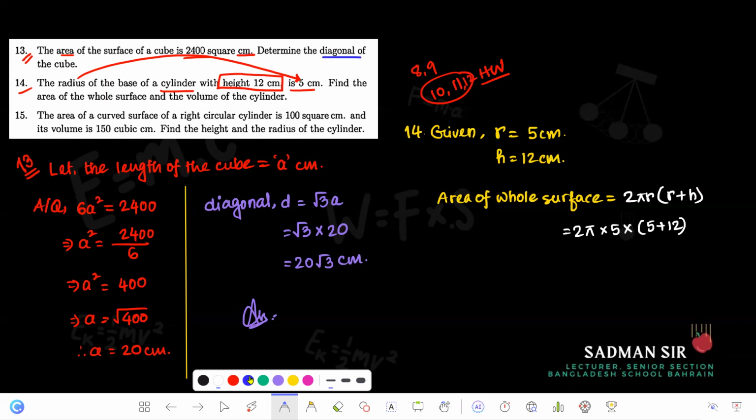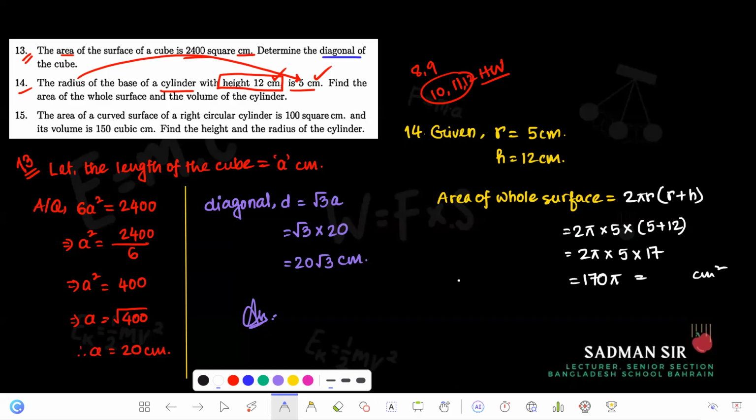Before putting the values, kindly make sure that both of them are in the same unit or not. This is in centimeter, this is also in centimeter. Here there is no issue. It will be 2 pi into 5 plus 12, which is 17. So 170 pi. You can convert this to decimal if you want.